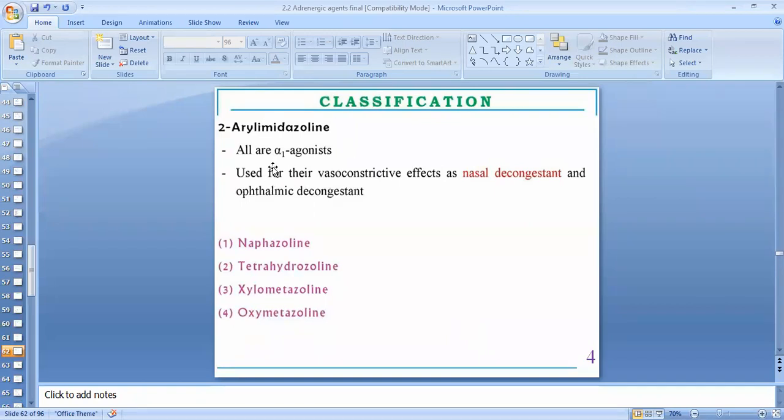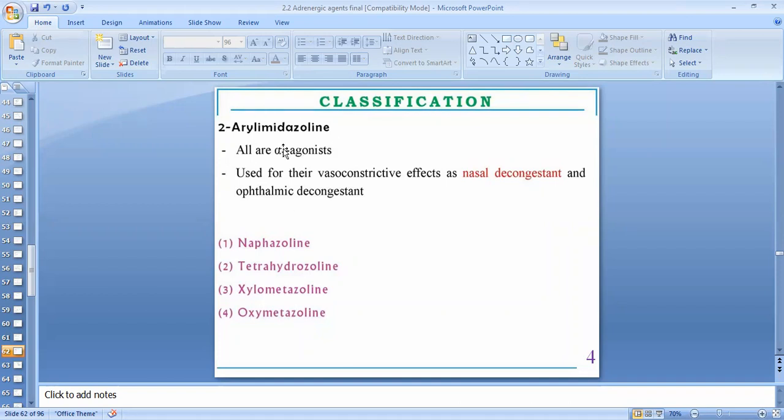Then the next drug is 2-aryl imidazolines. म्हणजे इमिडाझोलचा ब्रिज कार्बन ॲटम अरोमॅटिक रिंगने सबस्टिट्यूट असेल तर या कॅटेगरीतले हे सगळे ड्रग मॉलिक्युल्स कुठले ड्रग मॉलिक्युल्स आहेत? नॅफॅझोलिन, टेट्राहायड्रोझोलिन, झायलोमेट्राझोलिन आणि ऑक्सिमेटाझोलिन. All these drugs are alpha-1 agonists and used for their which type of action? Vasoconstrictive action. आता कालच आपण अल्फा-1 रिसेप्टरच्या ऍक्शन बघितल्यात.